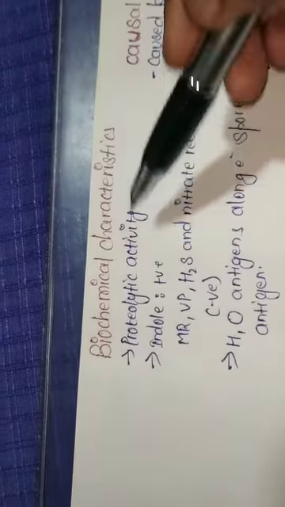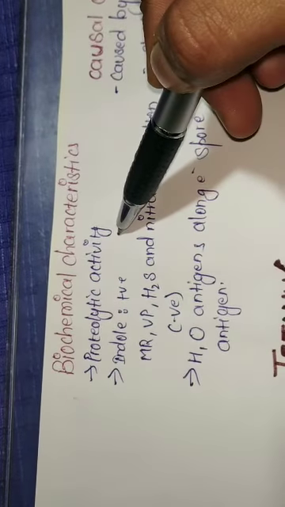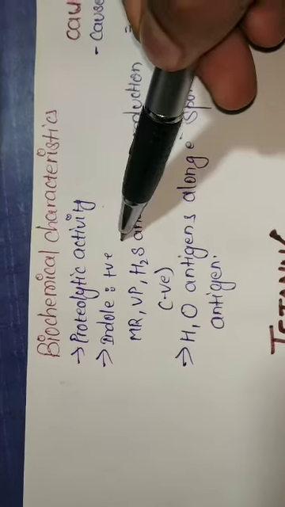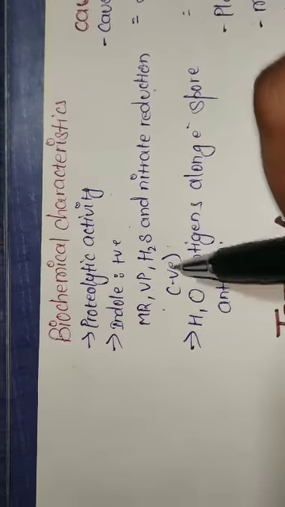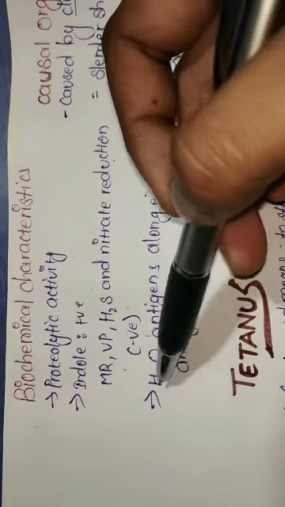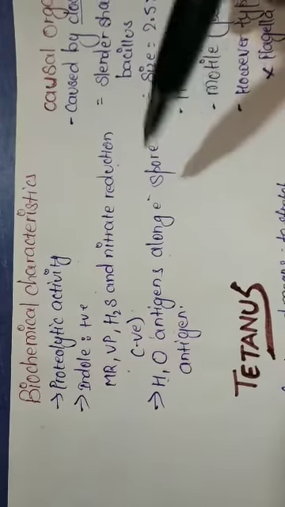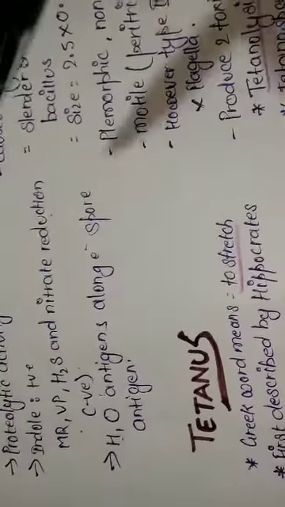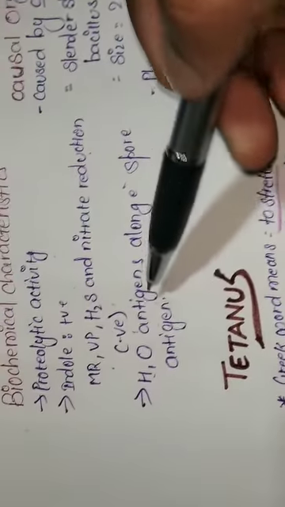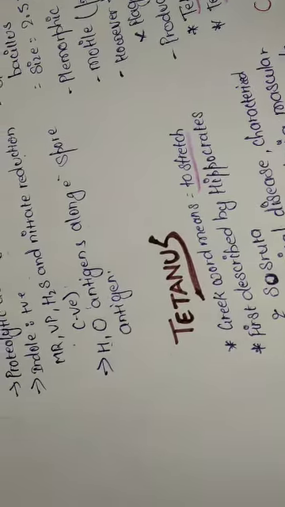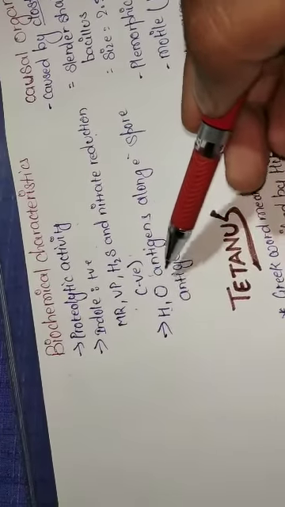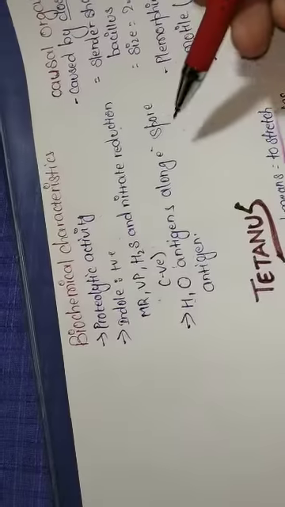But while talking about the biochemical characteristics, this Clostridium tetani shows proteolytic activity. Indole is positive, but MR, VP, H2S, and nitrate reduction are negative. This Clostridium tetani also has H and O antigens along with the spore antigen. Now, what is the H antigen? Here, H is the flagellar antigen and O is the somatic antigen, along with the spore antigen.